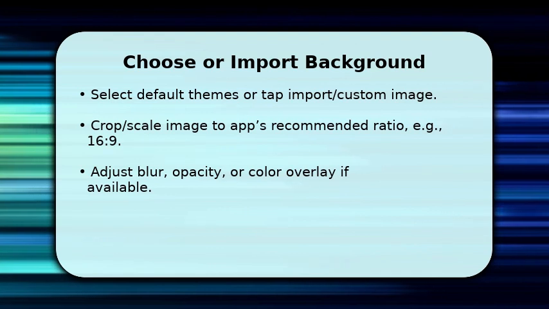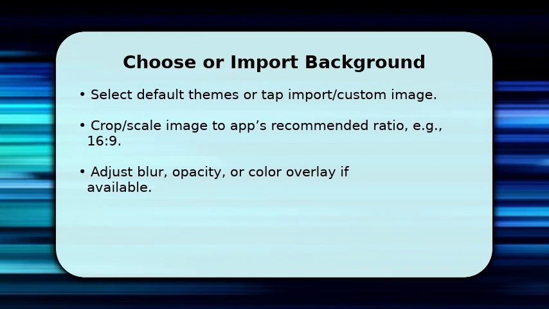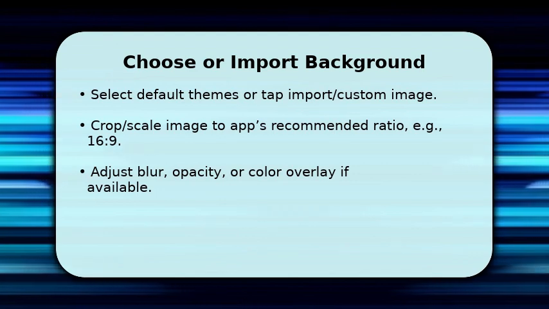If importing, crop and scale the image to the app's recommended ratio, often 16:9, so elements don't shift. Once imported, adjust blur, opacity, or a color overlay to ensure text contrast. This improves accessibility and reduces eye strain. Make sure to preview on both light and dark modes if the app supports them, because contrast can change.